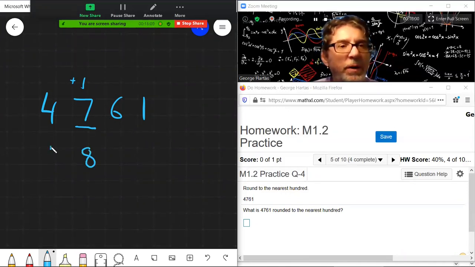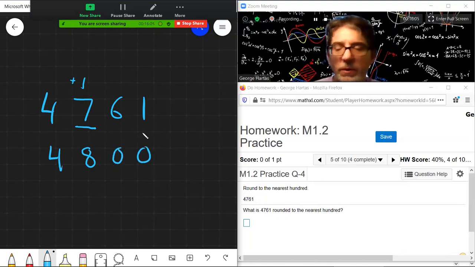Anything to the left of the underline comes down. Anything to the right of the underline converts to zeros. 4,800.